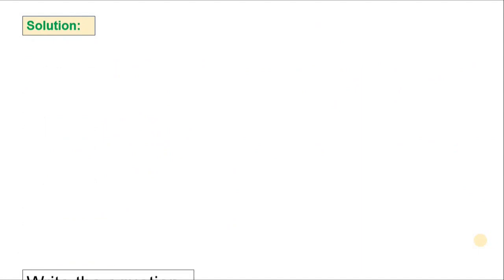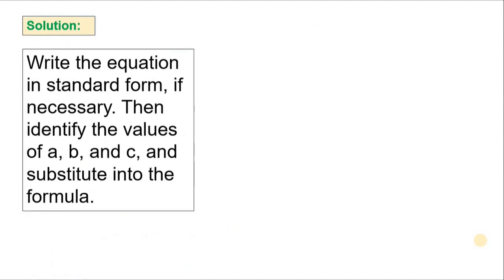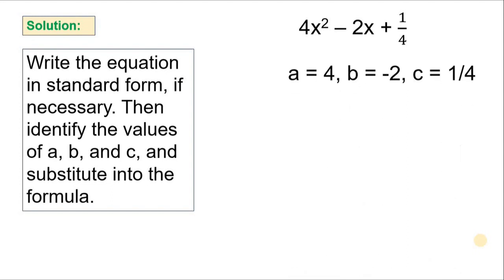Solution for problem number 3. So, remember again that we need to write the equation in standard form for us to identify the values of A, B, and C before substituting the value of each variable into the formula. Our equation, we have 4x squared minus 2x plus 1/4 equals 0. So that is now in standard form. Our A is 4, our B is negative 2, our C is 1/4.